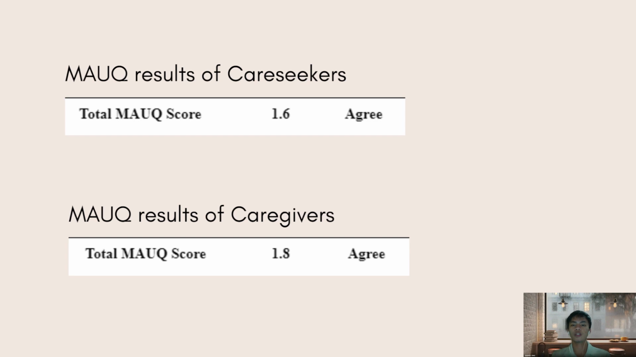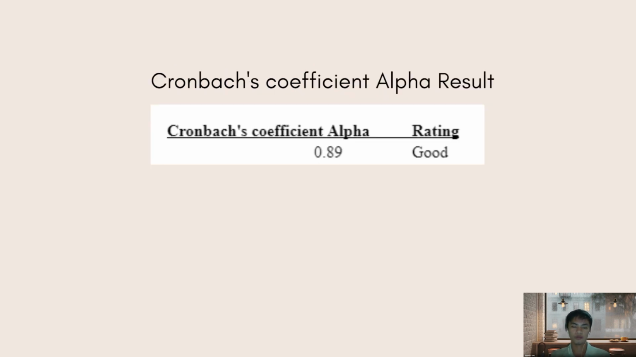So to get the total MAUQ score, first you need to get the mean of each item, and then get the total mean of each of the 3 dimensions of the questionnaire, which are usability and satisfaction, system information arrangement, and efficiency. And lastly, you need to calculate the mean of the 3 dimensions to get the total MAUQ mean score.